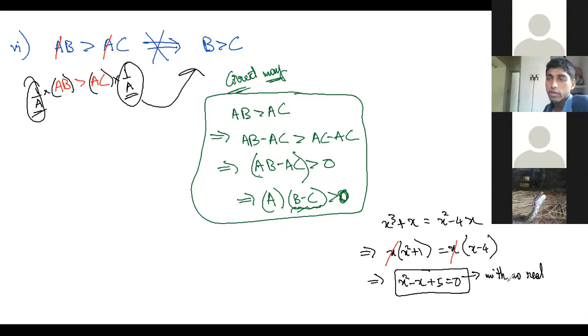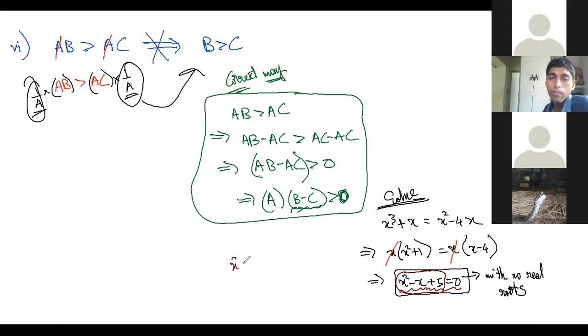This is a quadratic equation with no real roots. Of course, we have not discussed quadratic equations, but this quadratic equation has no real roots. So if the question were to solve x cube plus x equal to x square minus 4x, what would be the answer? If this quadratic equation has no roots, no value of x will make this quadratic equation 0. You don't have any x which is going to make this quadratic equation 0.